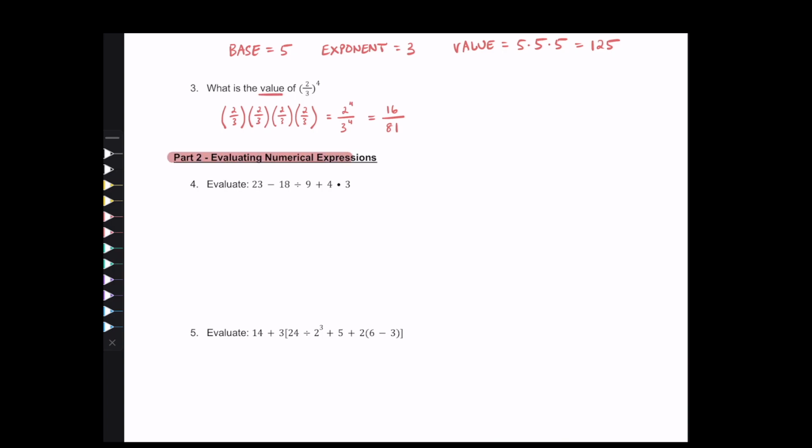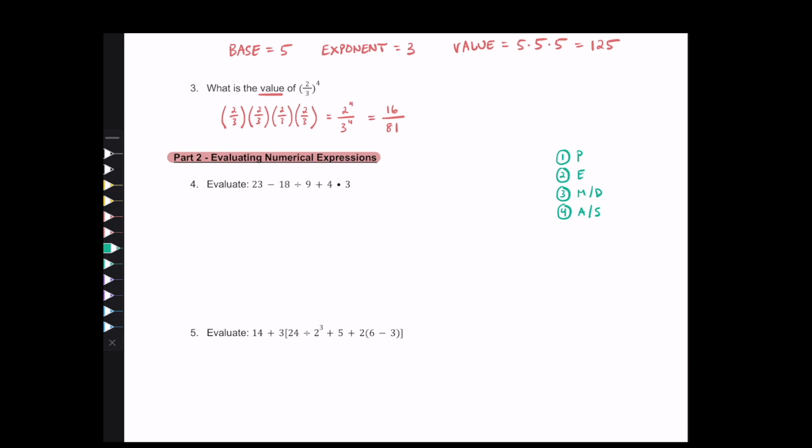Let's move on to part 2 here. For part 2, we're going to evaluate numerical expressions. So this is where we just have to remember our order of operations. First, we're always going to have our grouping symbols, so parentheses, brackets, all those types of things. Second, we're going to have our exponents or indices. Anything with powers is what's going to be second. For third, we have multiplication or division, whichever one comes first from left to right. And then our last type of operations are going to be addition and subtraction. So just try to keep that in mind when you're evaluating these types of problems. We're always going to follow this order.